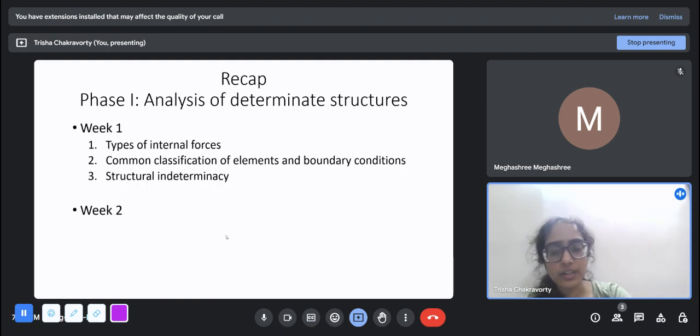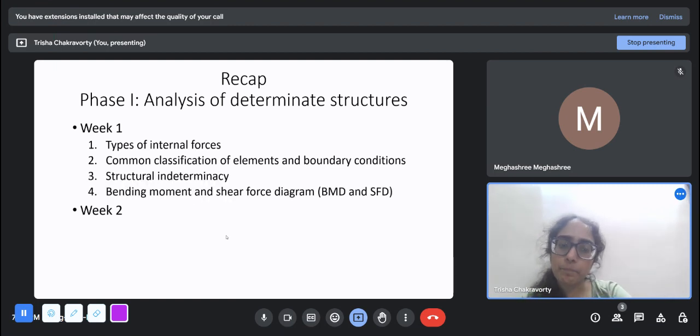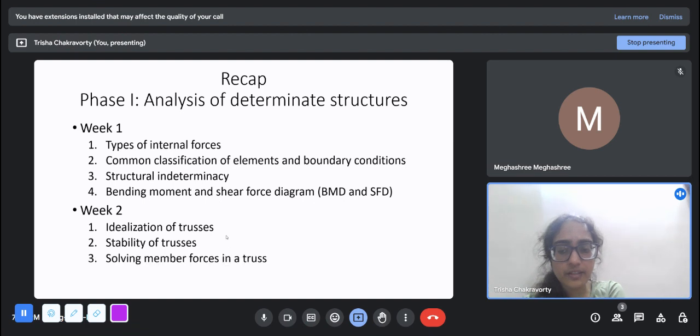And then we looked at structural indeterminacy and how to draw bending moment and shear force diagrams, which is one of the most important topics of this course. Then in week 2, we looked exclusively at trusses. We saw how to idealize a truss as line elements or two force members that can only take axial forces. Then we studied the stability of trusses and solving member forces in a truss using two methods: the method of sections and the method of joints.